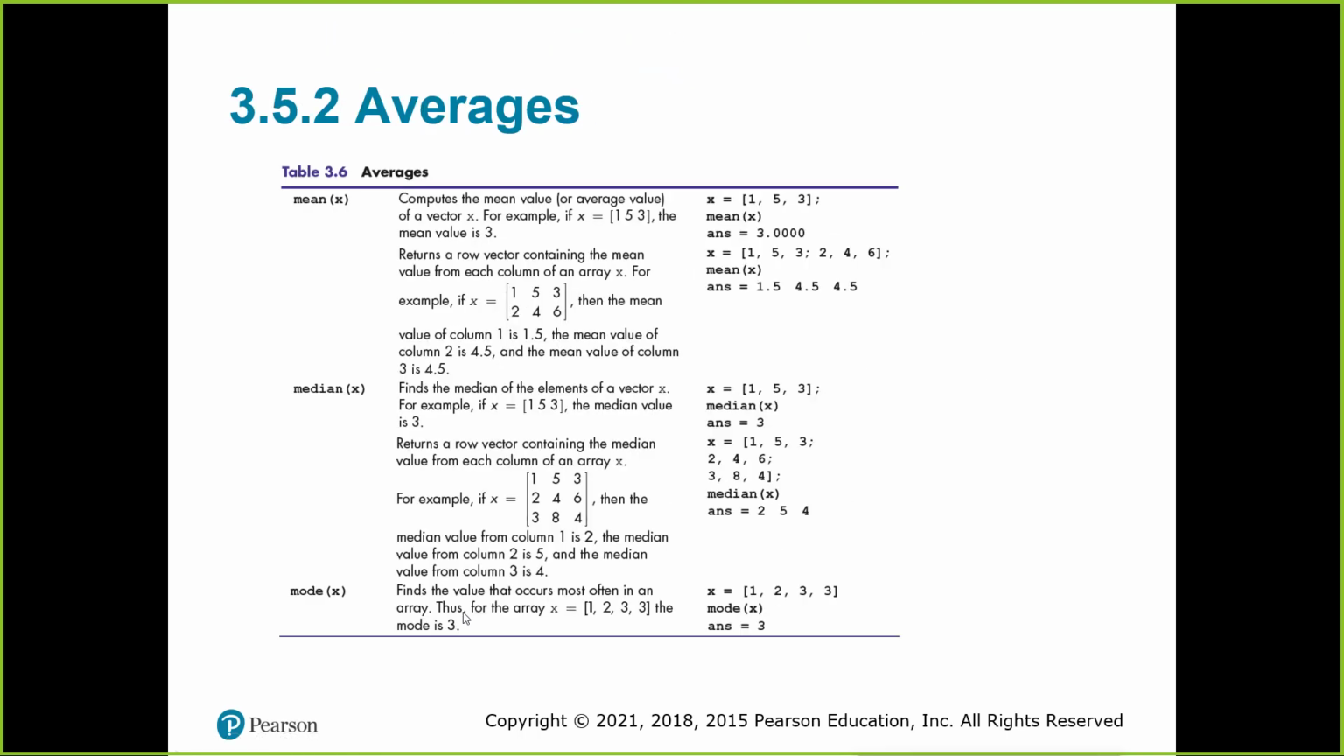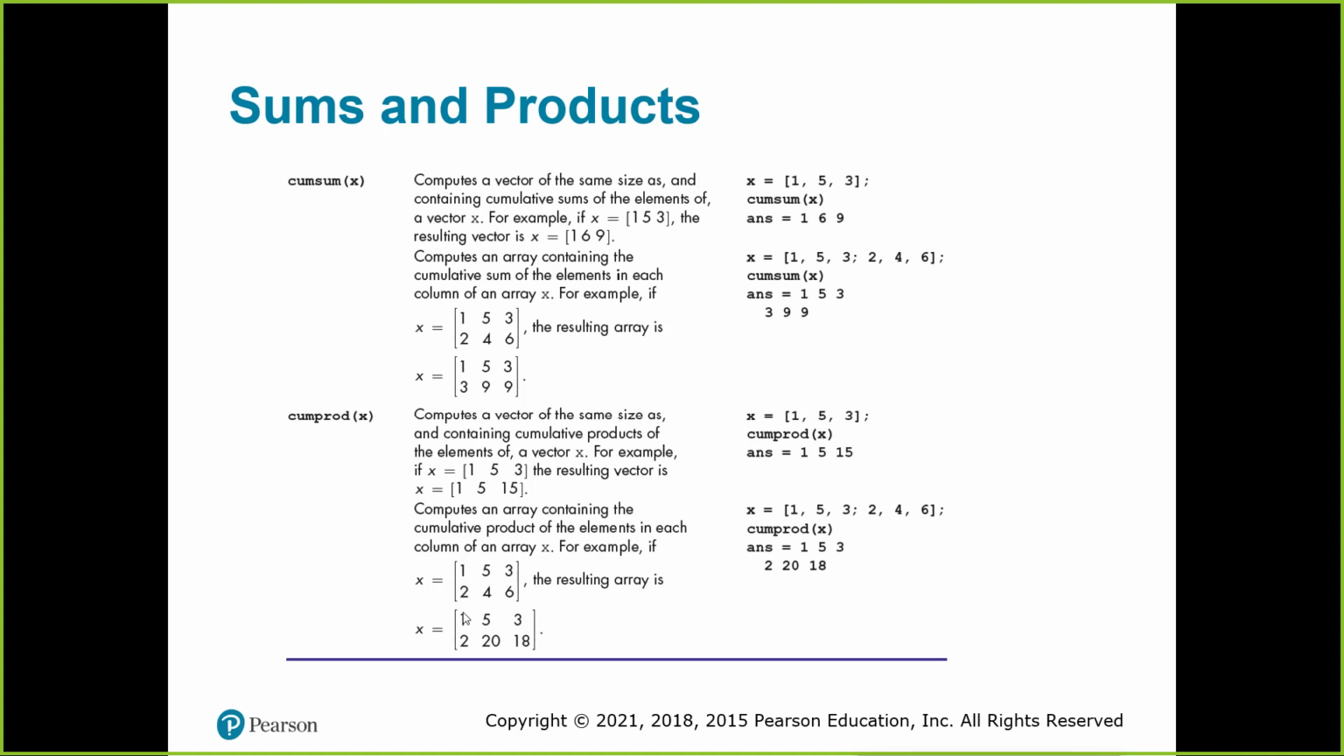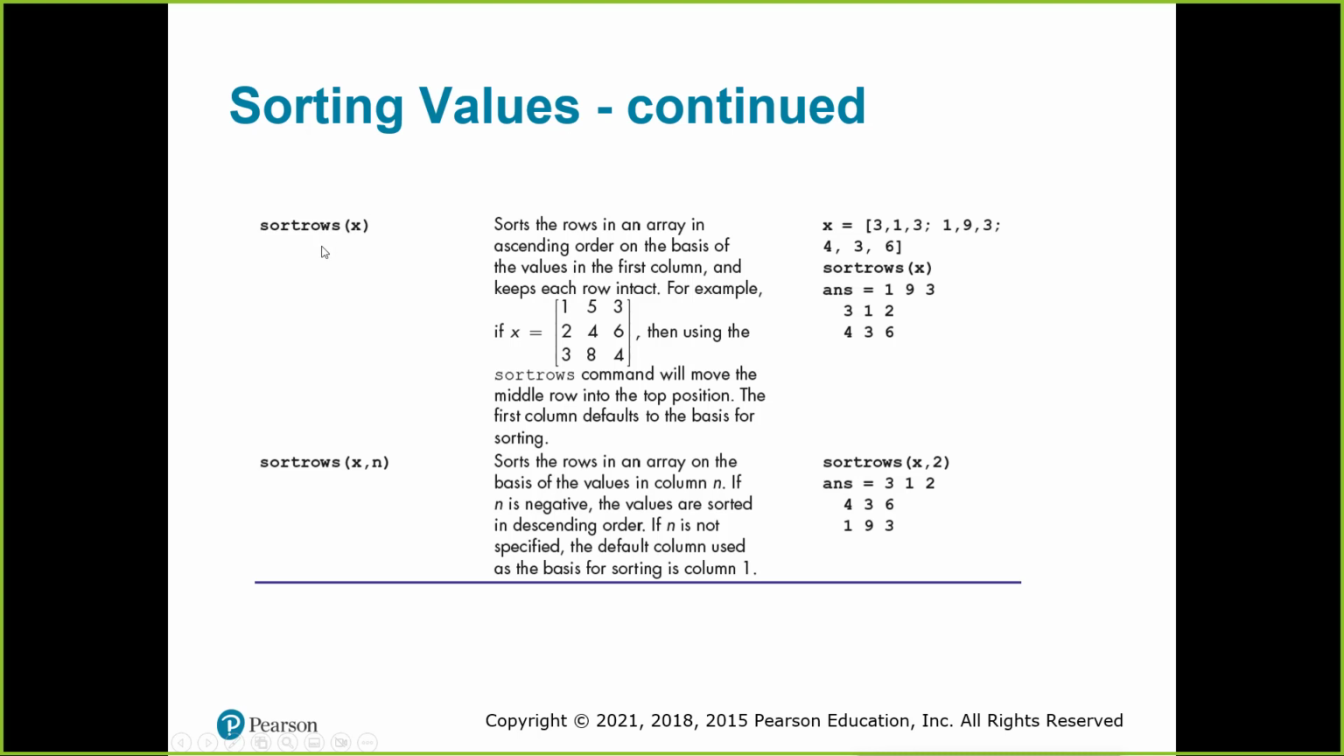Okay, so mean is the average, median is the middle value, I think, and mode is the one that occurs the most often. Sum adds them up, product multiplies them together, cumulative sum adds them together as it's going. Sort sorts in ascending order, and if you put descend, it'll go in descending order. And then sortrows. One thing on sortrows here, you can specify what you're sorting, and if you put a number in here, it'll sort by that specific column. And if you want to go descending, make that a negative input, and then it'll go descending. Positive will be ascending, or I think you can also add the descending.